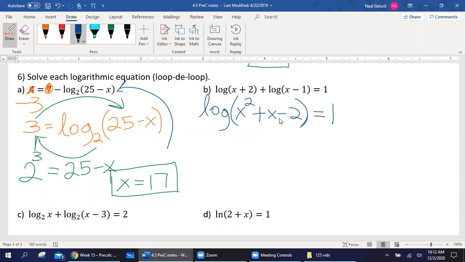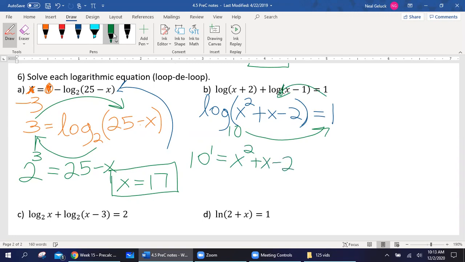Okay, so I've got a logarithm that's isolated. I'm going to do loop-de-loop on this. Remember, if there's no base, it's base 10. It's common log. So 10 to the 1st equals that whole x squared mess. Looks like I've got a quadratic, so I'm probably going to end up factoring here. So if I subtract over the 10, I have x squared plus x minus 12 equals 0.